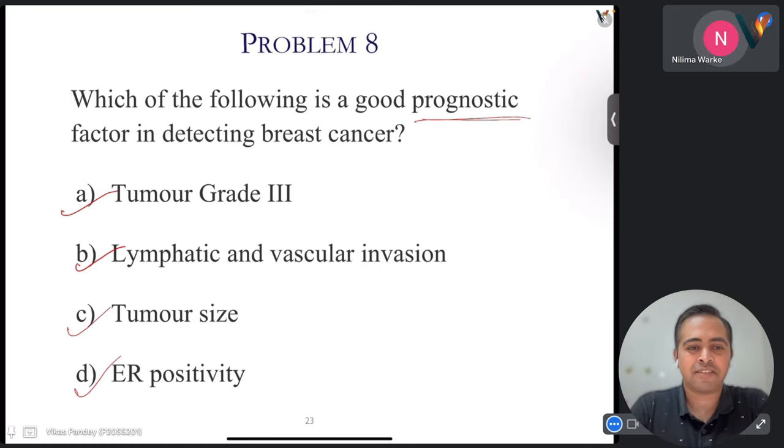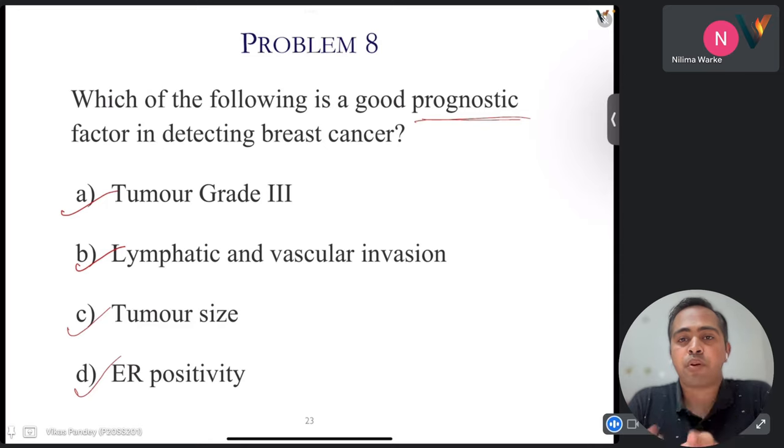Not sure, but is it the last one, the ER positivity? Yes. This is the correct answer. Here we are talking about a prognostic factor. That means we want to know before it has advanced. The first option, tumor grade 3, we cannot go for, because grade 3 is already a very advanced stage. Lymphatic and vascular invasion also occurs in an advanced stage. Tumor size can also be used to detect cancer, but all of these happen at an advanced stage.